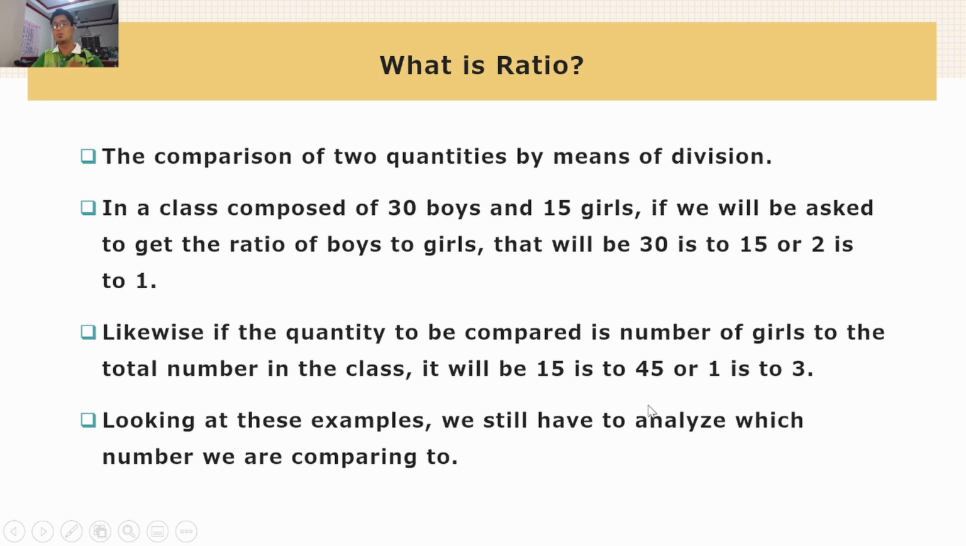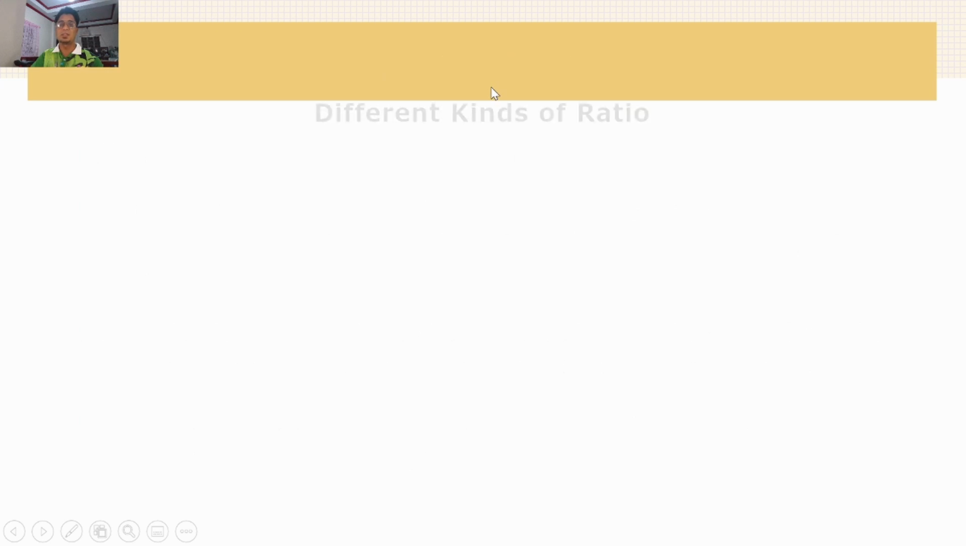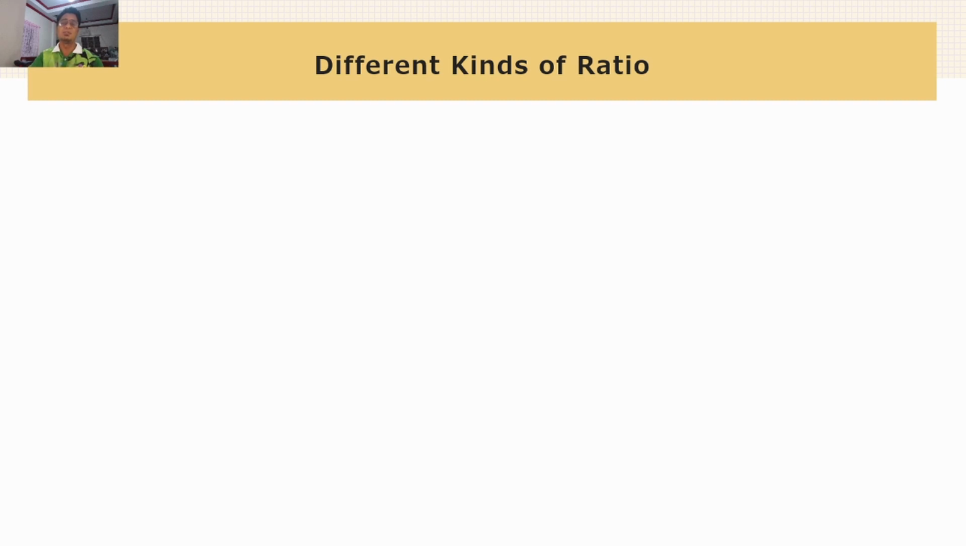Okay? So we have to analyze kung ano yung tinutukoy dito. That is what ratio means. Now, different kinds of ratio, ito yung sinasabi natin. Again, balikan ko lang yung definition. The ratio is the comparison of two quantities by means of division. So, ito yung different kinds of ratio.